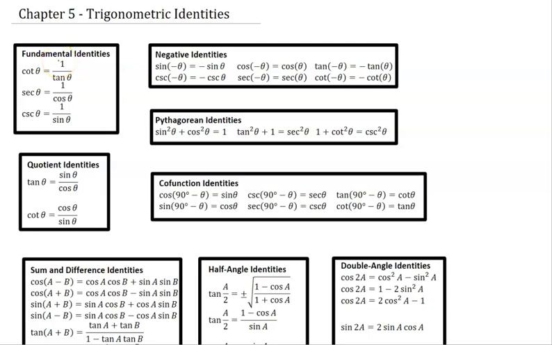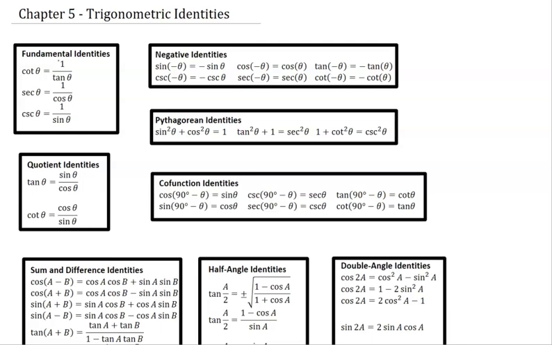In Chapter 5, we are going to be using trig identities to rewrite expressions, to verify relationships between trig functions or functions involving trig functions, and to solve problems, okay? So we've already seen some trig identities.